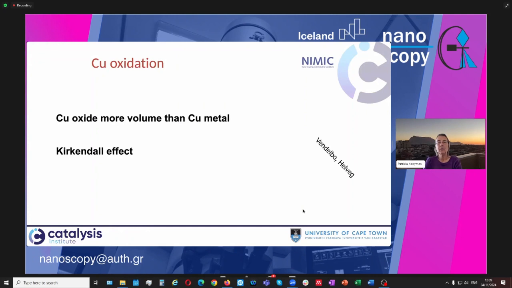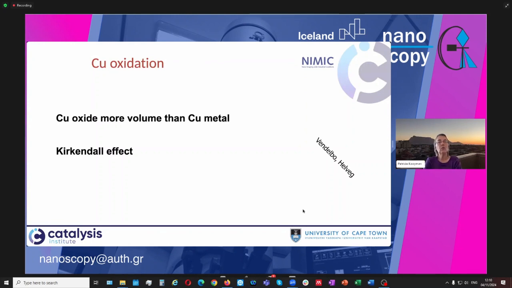These data were collected by me and Stig Helve and Søren Vendelbo. Søren Vendelbo was the postdoc working on the project at that moment. But Søren Vendelbo was the one who actually did most of the data analysis and produced the nice movies that I'm going to show you.